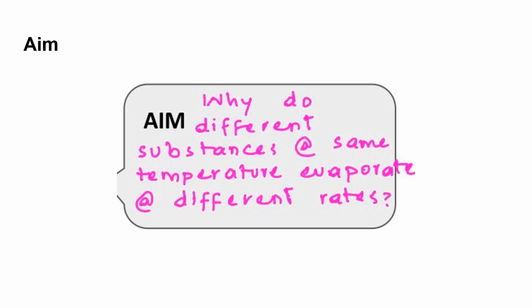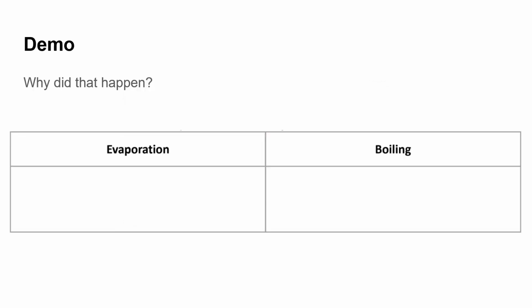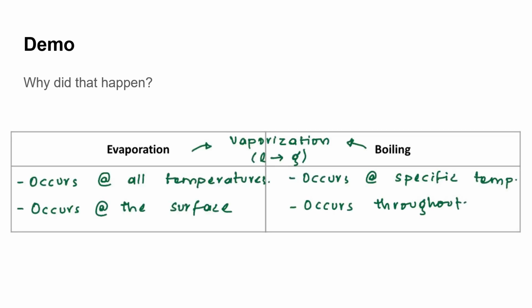So the aim for this lesson is going to be, why do different substances which are at the same temperature evaporate at different rates, like we noticed in this demo? So we want to think about, why did this happen? And the first thing that we want to consider as we are trying to understand this is to compare and contrast evaporation and boiling. So make sure that you're copying this down in your notes.